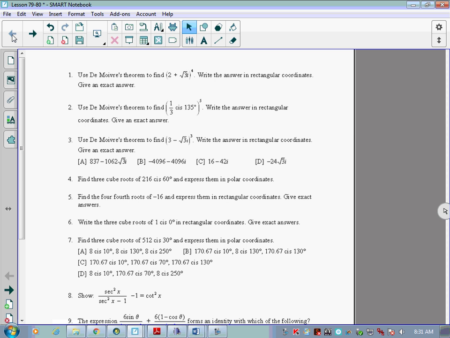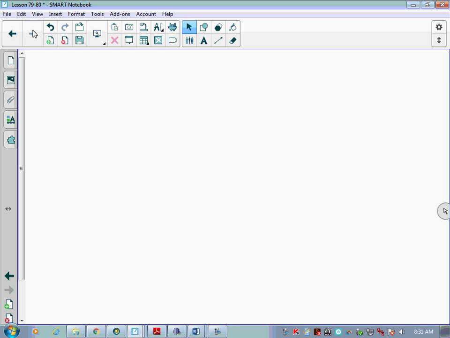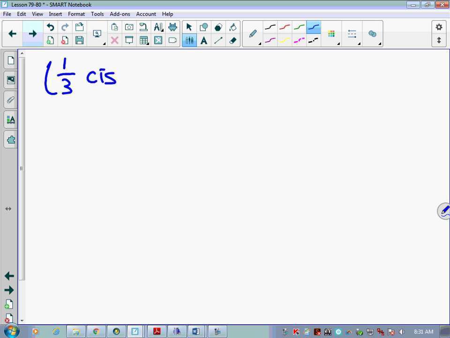Number two, the same thing, except that in our first one, it gave it to us already in rectangular coordinates and asked for rectangular coordinates. In number two, it gives it to us in polar coordinates and asks for rectangular coordinates. So we have one third representing my hypotenuse, cis, my angle is 135 degrees, all to the fifth. Hopefully I can do a good job with this. One third cis 135 degrees to the fifth.